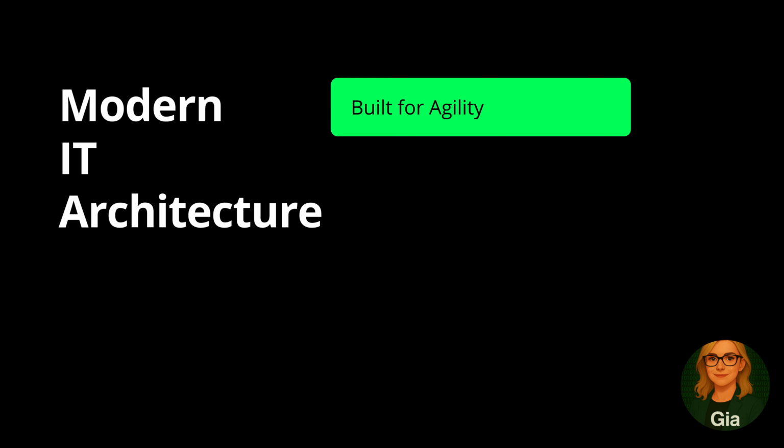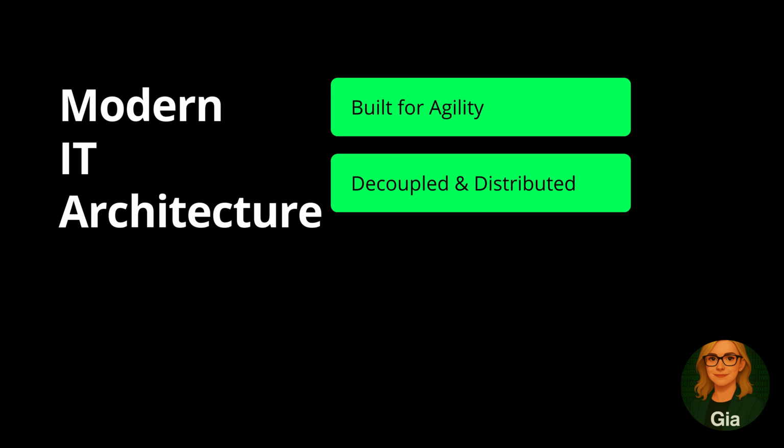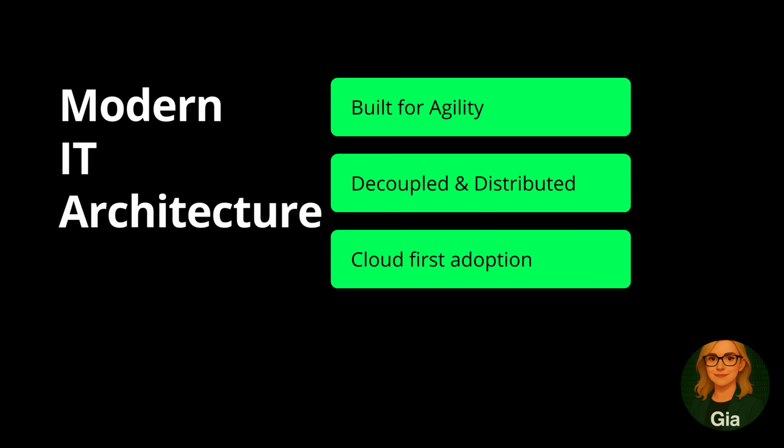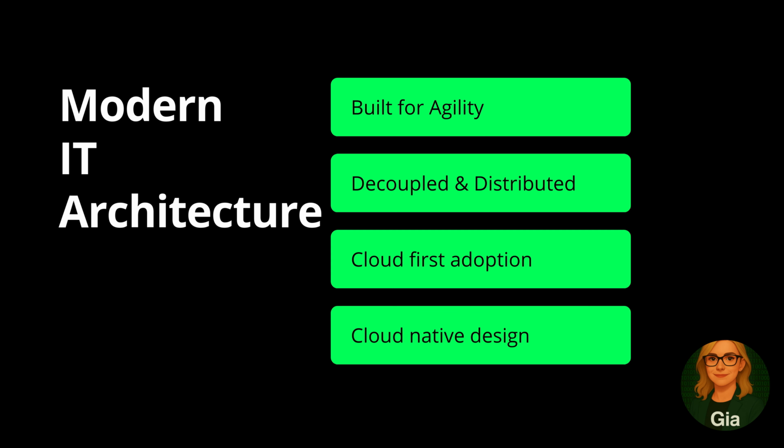Modern IT architecture is a modular approach designed for agility that is flexible, scalable, and resilient. Instead of one big system, applications are broken into decoupled modular components that can be updated independently. Infrastructure is often cloud-based, and change is expected, not feared. While cloud first is a strategy to move to the cloud, cloud native is the specific design pattern using microservices and automation to leverage the cloud's full potential. The goal is to design architecture that can evolve as business needs evolve.